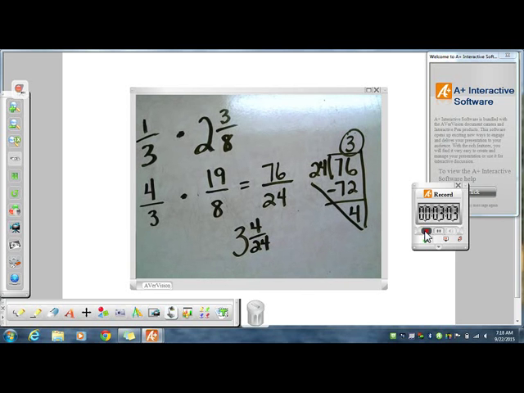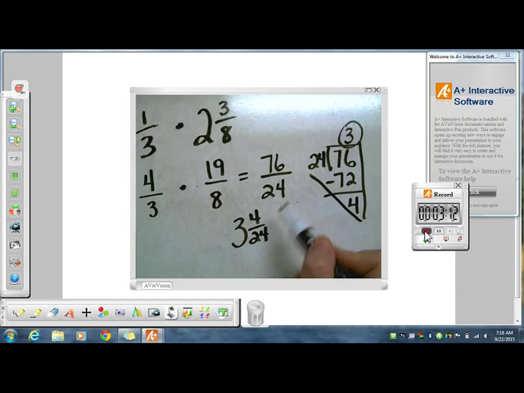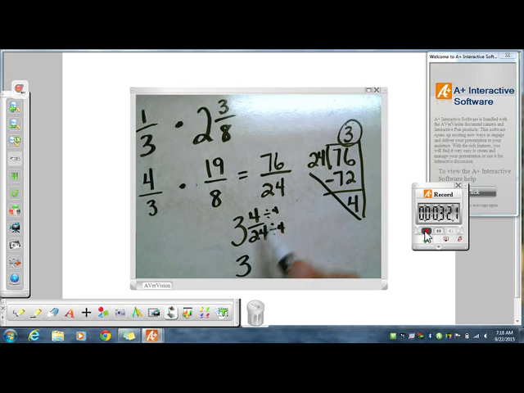But I always have to check, can I simplify it anymore? If I look at 4 and 24, will something divide evenly into both of those? And the answer is yes. We can divide them both by 4. And so we'd still have the 3 out front because our whole number didn't change. But 4 divided by 4 is 1, and 24 divided by 4 is 6.